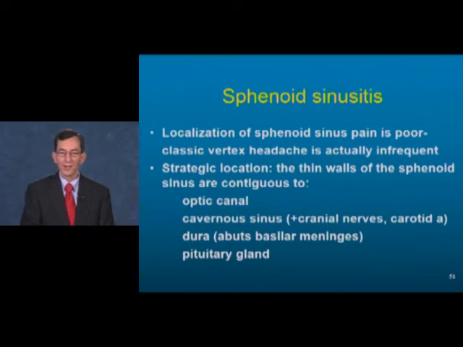Sphenoid sinusitis is a clinical problem because we don't really appreciate sphenoid sinusitis well. Because of its deep location at the base of the skull, the localization of pain is poorly described. And so the so-called classic vertex headache as a sign of sphenoid sinusitis is actually present in only a small fraction of patients. The walls of the sphenoid sinus, like the walls of the ethmoid, are relatively thin, and they sit next to important structures, as I've listed here, including the optic canal, the cavernous sinus, the dura, and the pituitary. Not a good place to have a deep infection, which is not easily recognized.